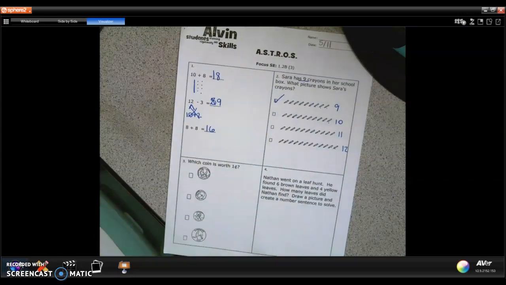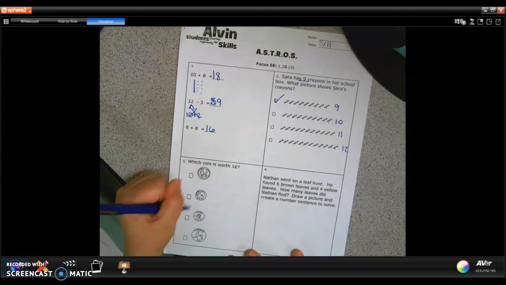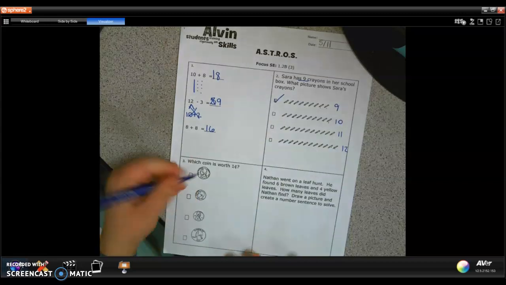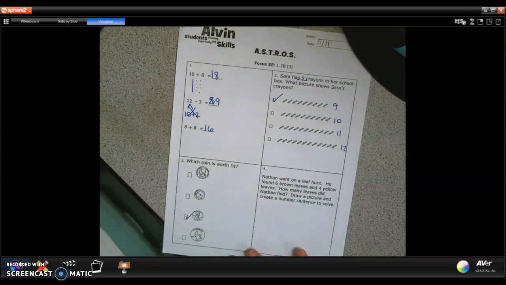Which coin is worth 1 cent? Well, I see that's a nickel, that's a dime, that's a penny, and that's a quarter. I know a penny has a value of 1 cent.